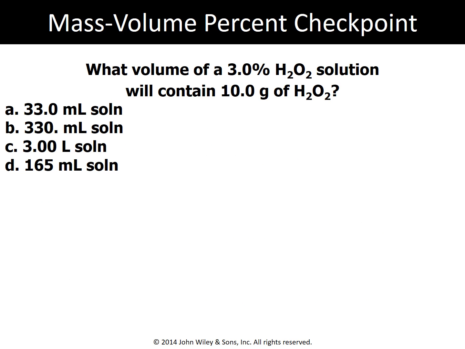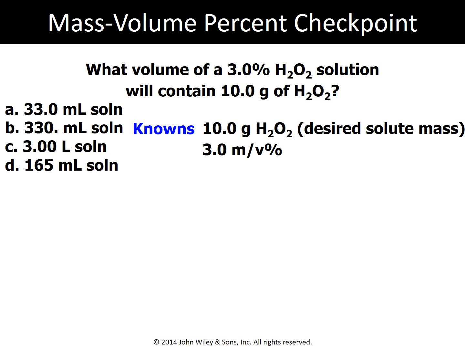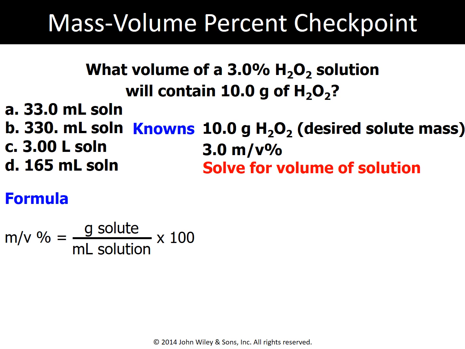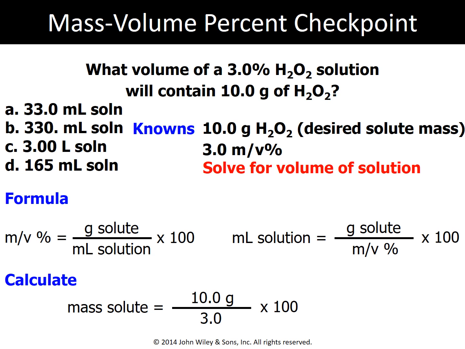Here's a checkpoint. What volume of a 3% H2O2 hydrogen peroxide solution will contain 10 grams of hydrogen peroxide? Our knowns here are 10 grams and 3% mass by volume. We're again going to solve for our total volume of solution, rearrange our equation, put in our numbers, 10 grams over 3% times 100, giving us 330 milliliters of solution. And we actually should take out that decimal point.